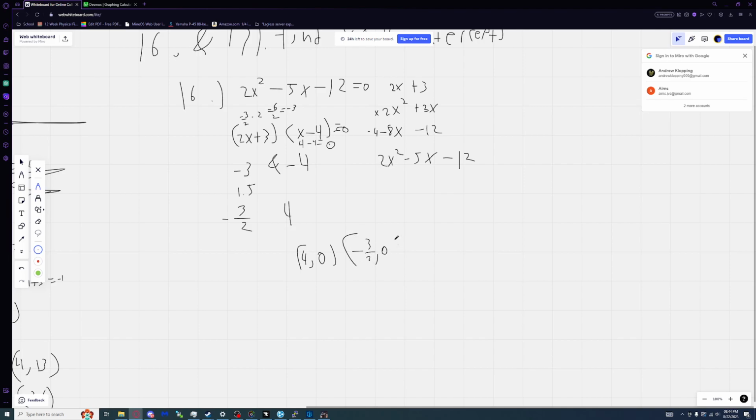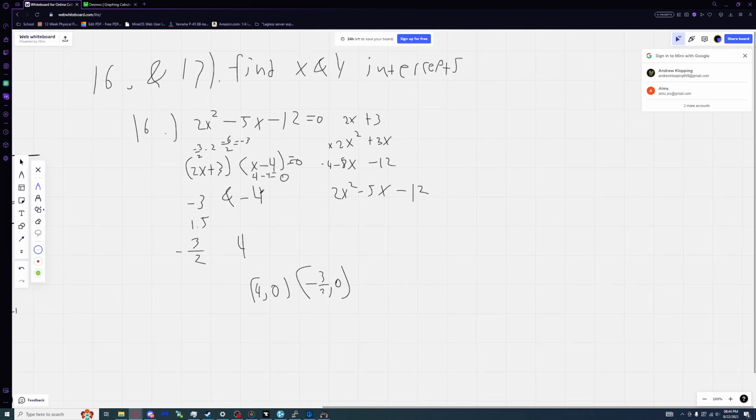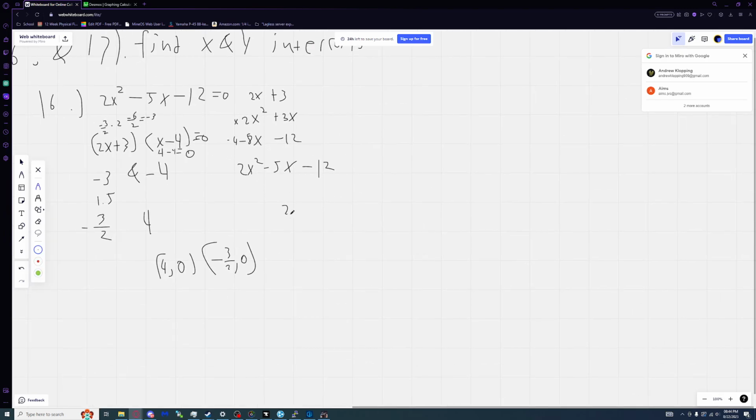Now for our y-intercepts, all we have to do is set all of the x's equal to 0 in the equation. So we're going to set all the x's equal to 0, 2, 0 squared, minus 5, 0, minus 12. These cancel each other out, giving us minus 12 as our y-intercept. And we're actually not going to set that equal to 0, we're going to set it equal to y.